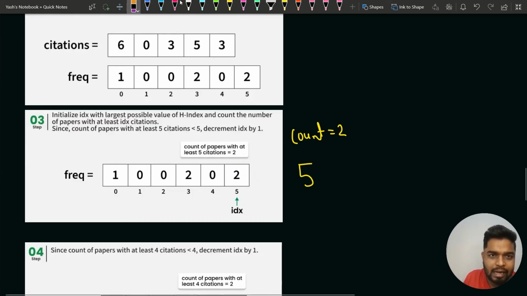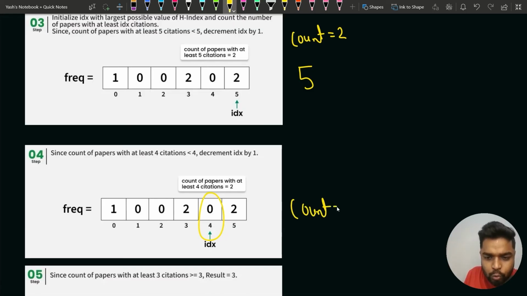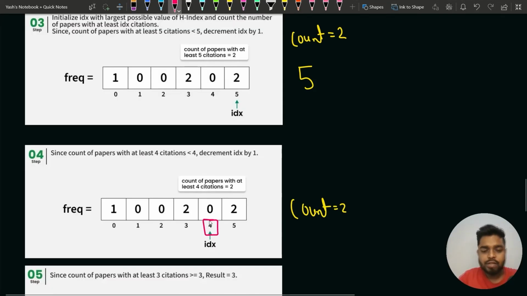Then after that, what will happen? I'll go to the next index. I'll move one step down, and when I go to the index 4, my counter will remain the same because I'm not getting any value at this index 4. So my count is still equal to what? 2. Now what does this indicate? If my count is still 2, since I'm at the index 4, this means that there are 2 papers which have been cited 4 or more times.